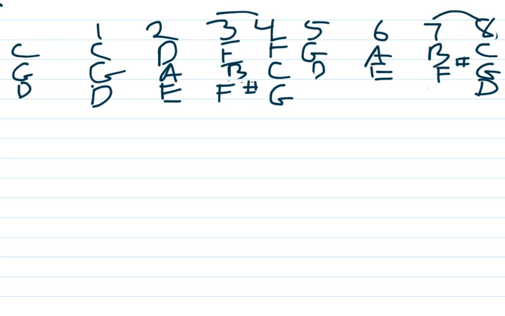So, A, B, C. Do you have a half step between a C and a D? No, you need a C sharp. Next one, circle of fifths. Fifth up from D is A. So now this would be A, B, C sharp.